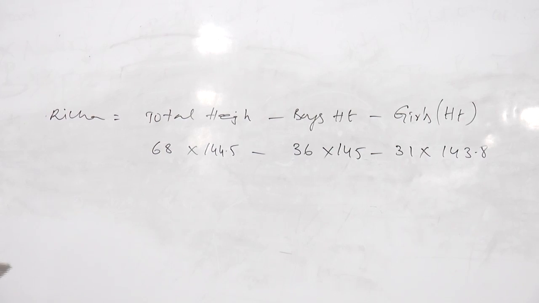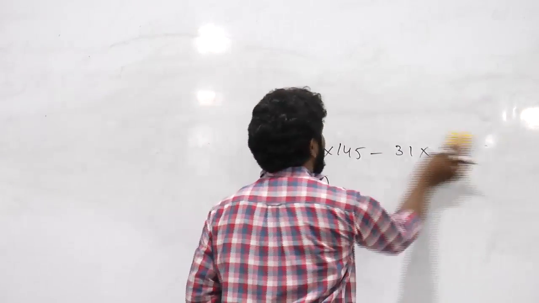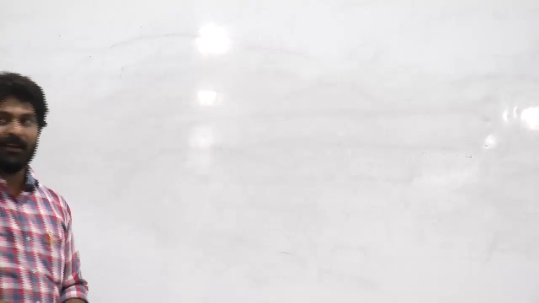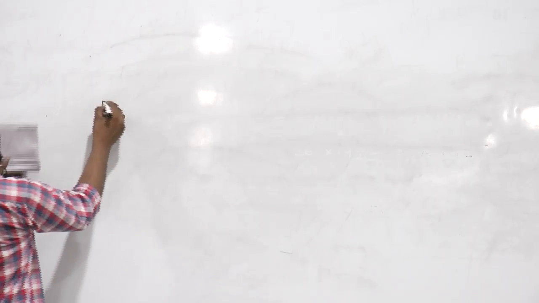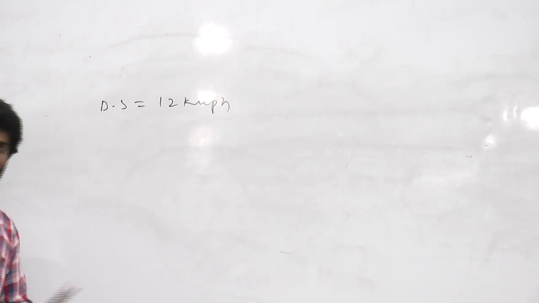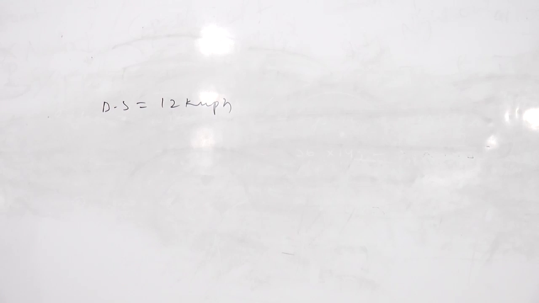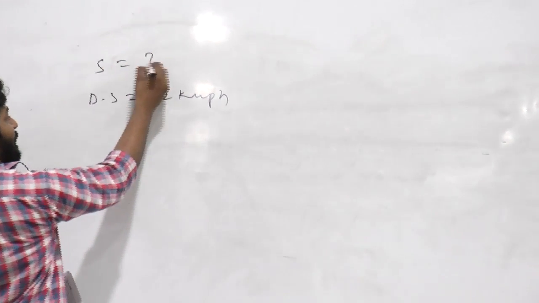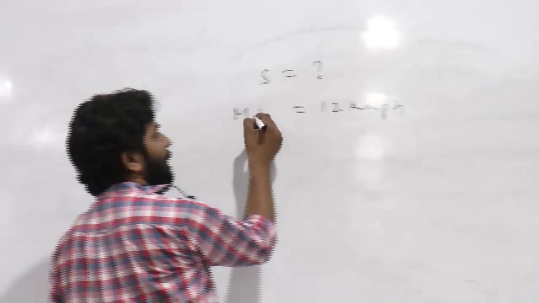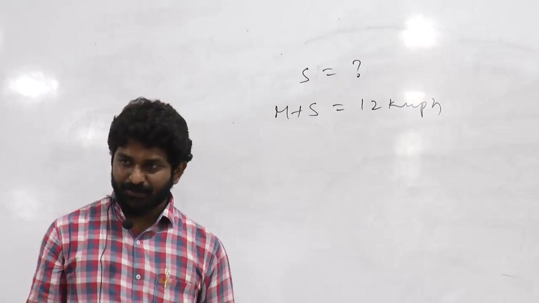Next, what is the speed of the current? Stream speed. You are asked about stream speed. The boat covers a distance of 48 kilometers downstream. From this information, what can you calculate? Downstream speed. So the downstream speed is 12 kilometers per hour. Downstream means m plus s. Using this you cannot calculate stream speed.